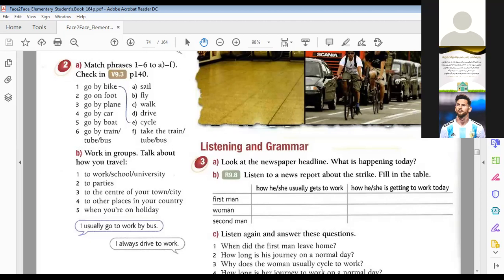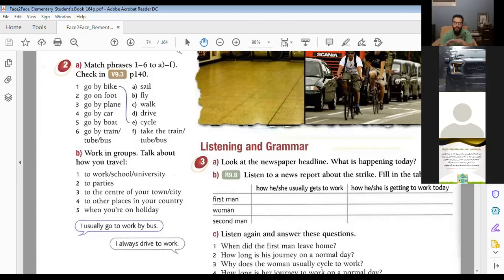No, Hannah is not there. Okay, Aisha, what about you? When you're on holiday, how do you usually go around the city? How do you move when you're on holiday?